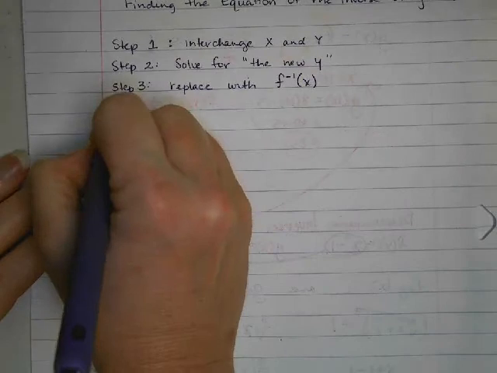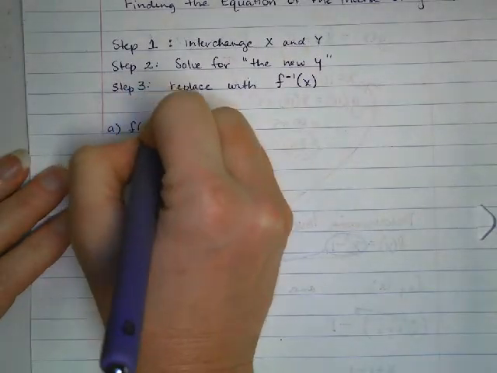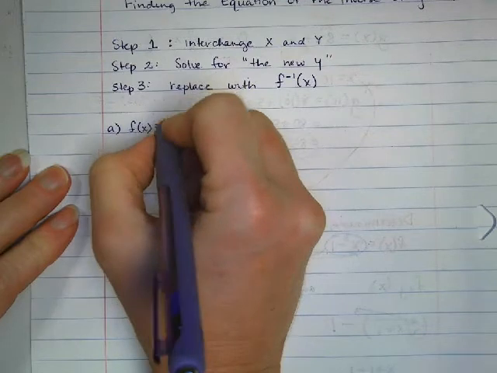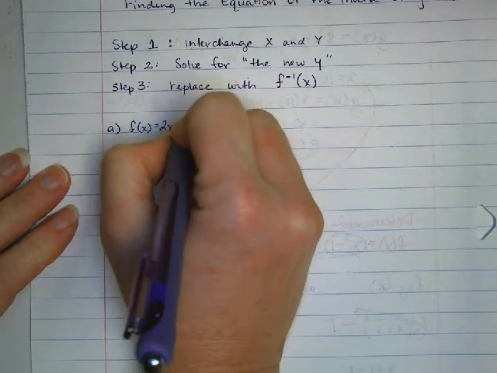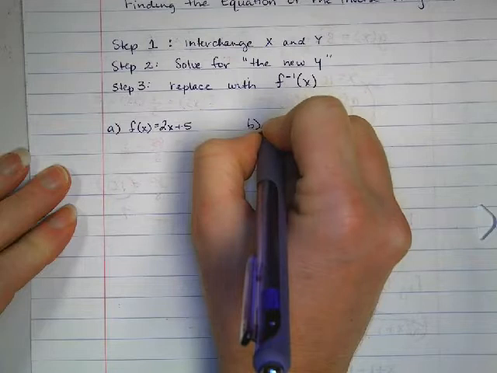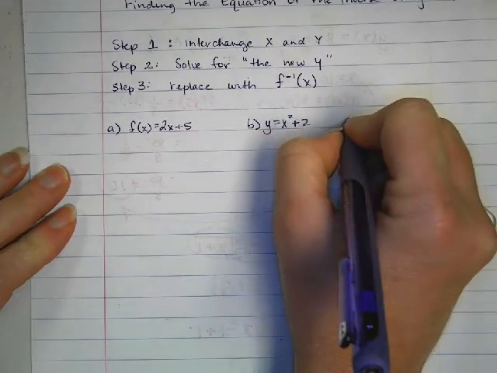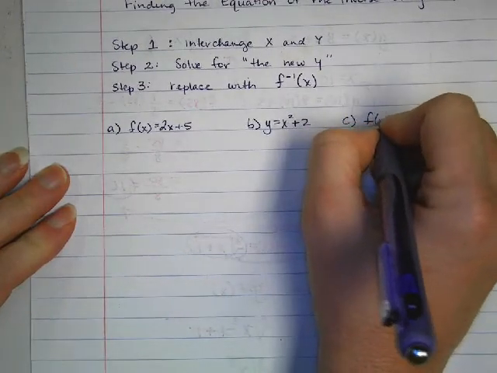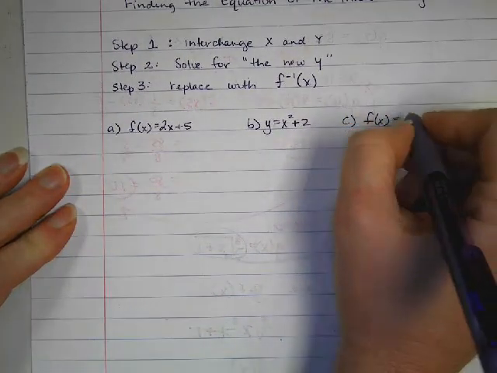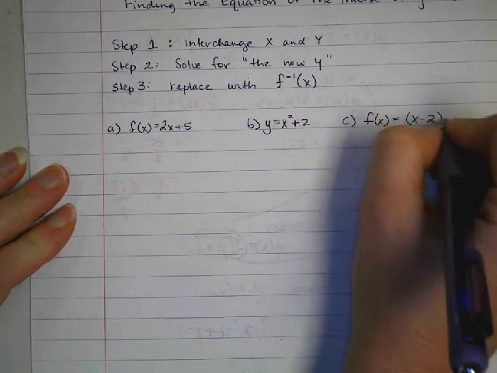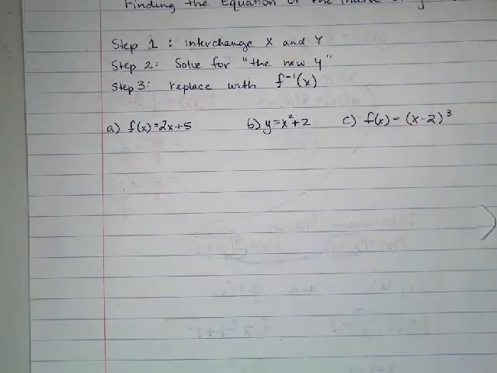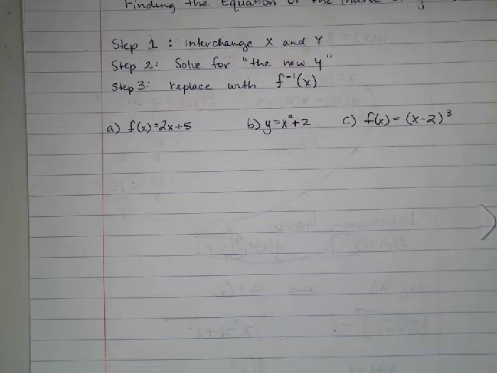All right, so we're going to do three examples. So let me write them out real quick. f of x equals 2x plus 5. y equals x squared plus 2, and f of x equals x minus 2 cubed. Now, I always ask myself when I first look at a problem, what operations do I see in that problem? So that I know when I do the inverse, I better see the opposite of those.